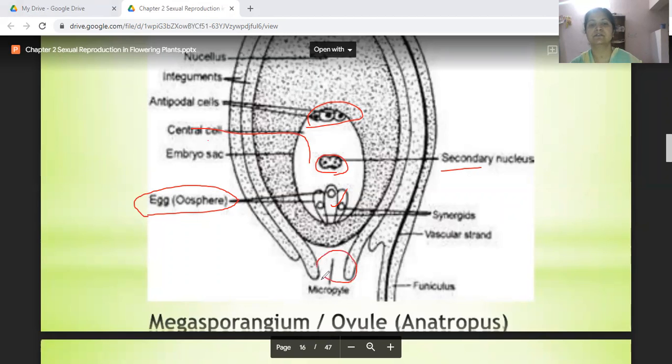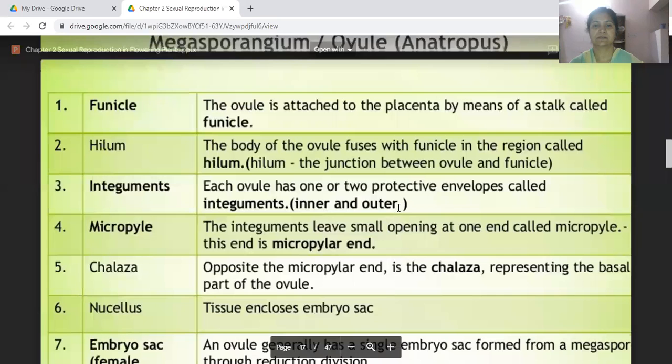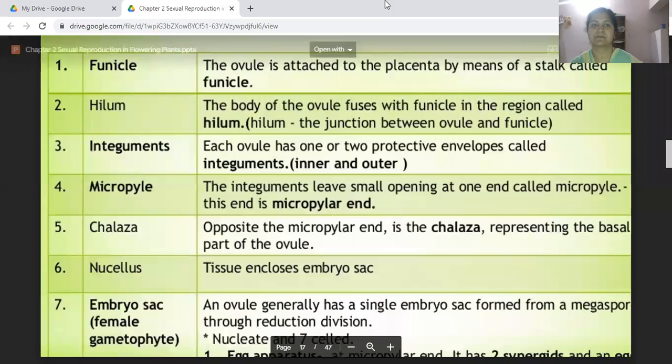And micropyle is the opening जहाँ पर इंटेग्यूमेंट्स कवर नहीं कर रहे हैं, ओपन है. So micropyle, tiny opening. Then vascular strand is seen in the ovule, and then funiculus is the stalk. Hilum is the point of attachment. Hilum is not shown here, but hilum is the point of attachment of the funicle to the integuments. कहाँ पर ओव्यूल से जुड़ रहा है वो दिया हुआ है यहाँ पर, यही आपके एक एक पॉइंट में समझा रखे हैं, वो लर्न होने चाहिए.